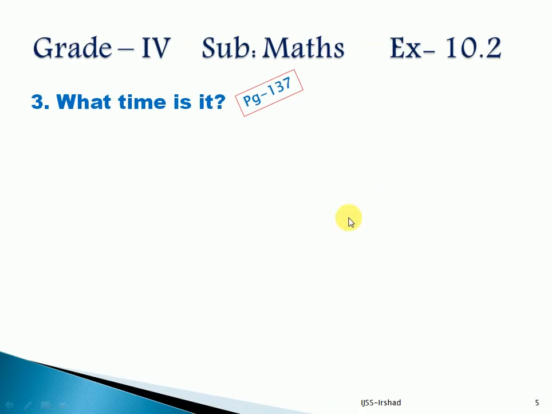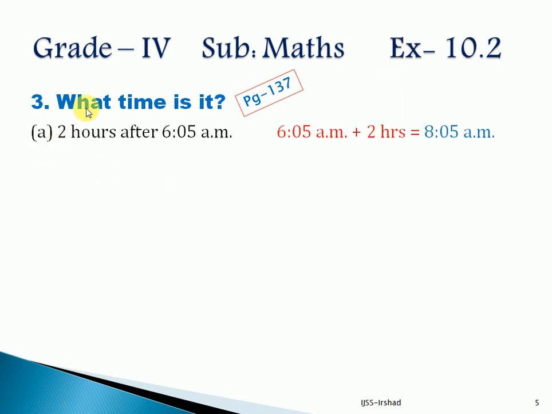This is question number 3. They are asking what time is it, on page 137 only. So let's see question number A on our screen. What time is it 2 hours after 6:05 a.m.? So what will be the time after 2 hours? The given time is 6:05 a.m., and in that we will add 2 hours. So this 6 will be added with 2, it will give you 8, and the minutes will be the same, so it will be 8:05 a.m.